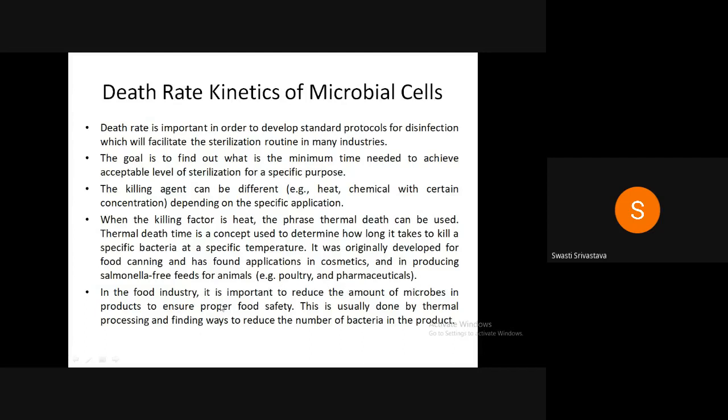Now, in the food industry, it is very important. It helps to reduce the amount of microbes in the products to ensure proper food safety, so there is no food poisoning, no food contamination or deterioration of the food, and the shelf life of the food is increased. So this death kinetics is important in those food processing industries. This is usually done by thermal processing and by finding ways to reduce the number of bacteria in the products.